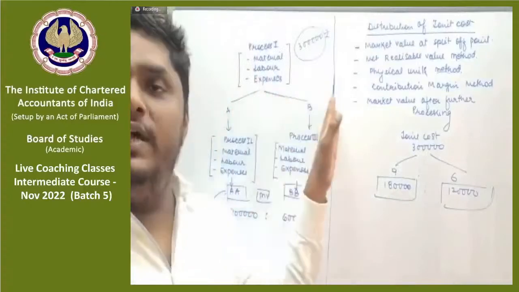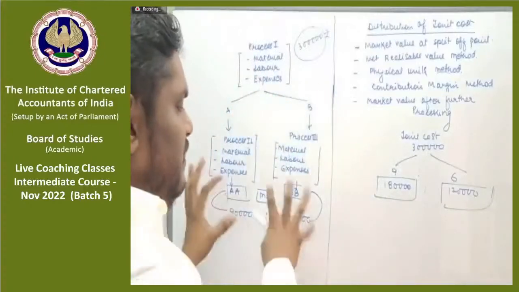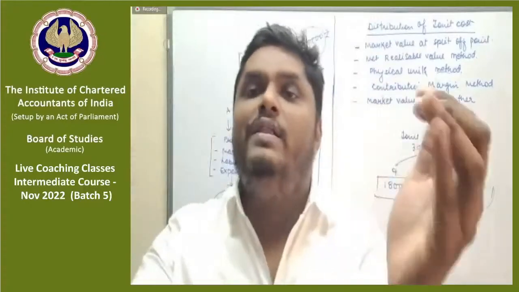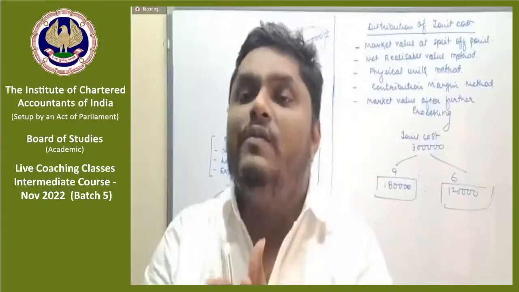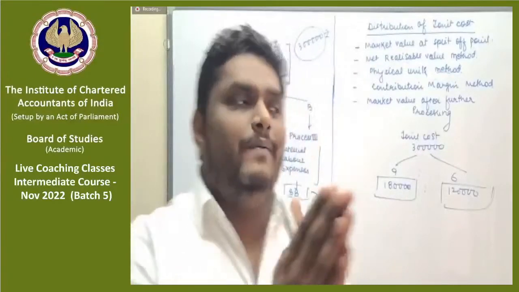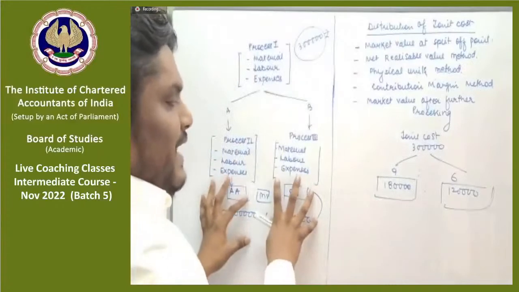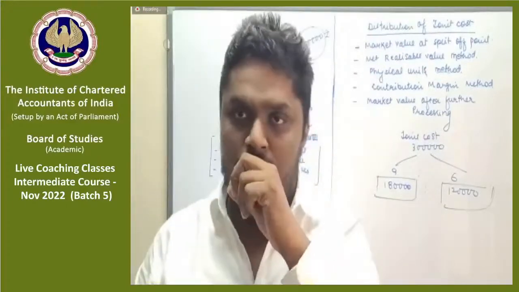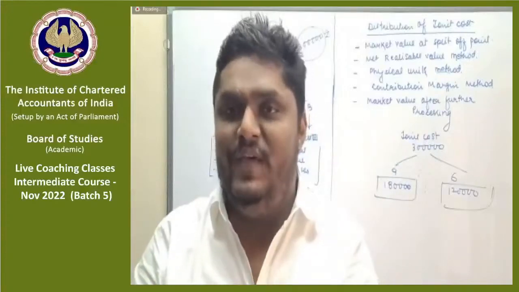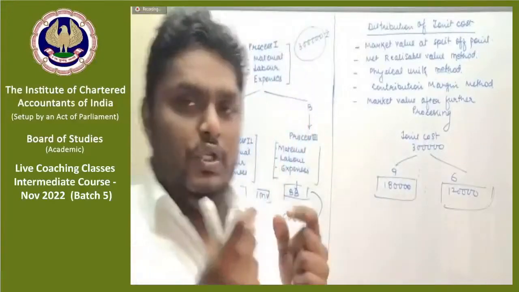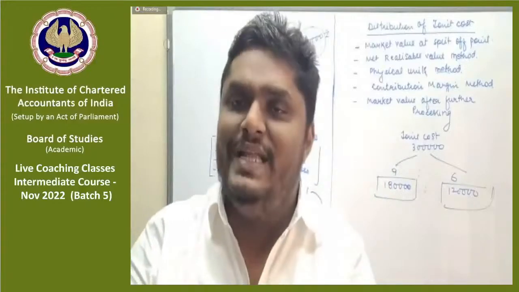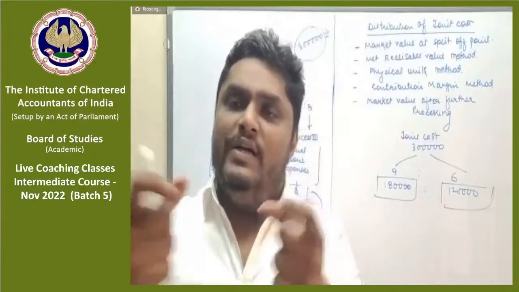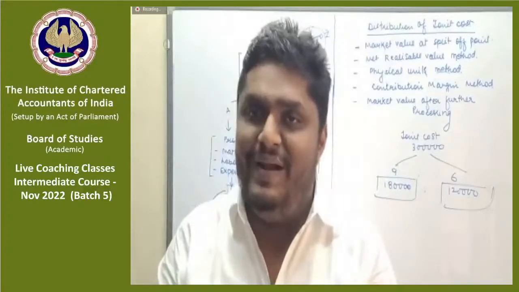If market value at split off point is not given, very simple, we will calculate the dummy market value. That is what we call the net realizable value method. That is the sale value of the final product minus the further processing cost minus the selling expenses, if any. The value that is calculated is known as net realizable value, and we will distribute the joint cost in the ratio of net realizable value.